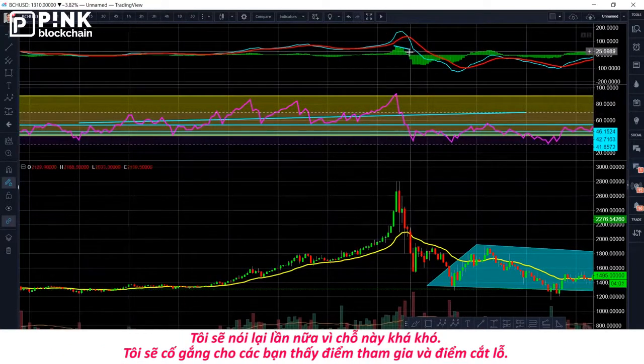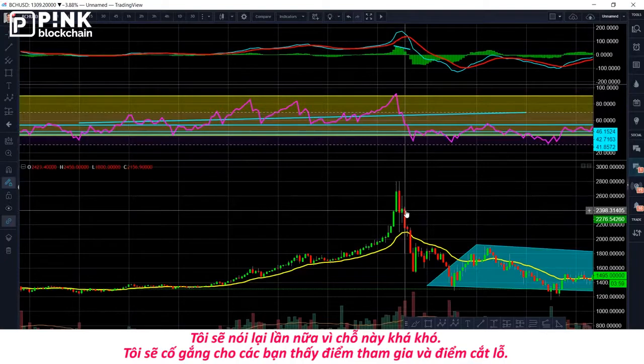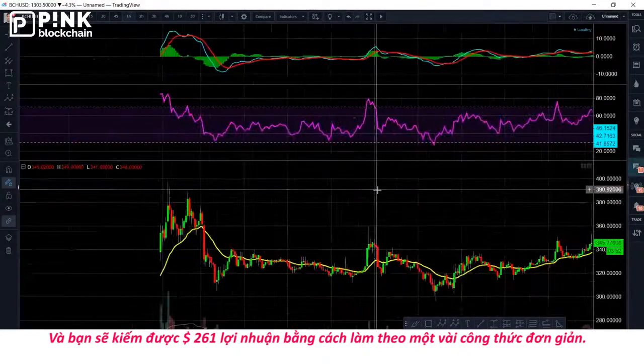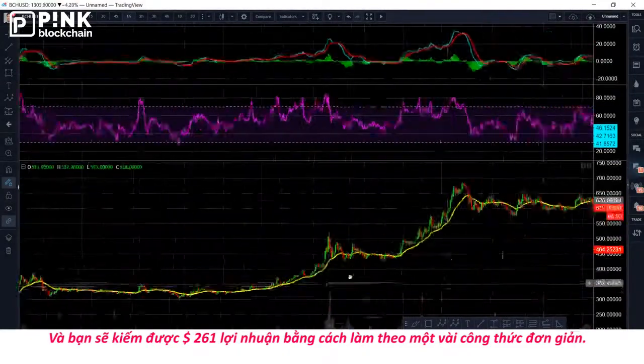So if you guys actually got to sell it right around here, you would have sold it maybe around 2,400, and you would have made yourself what kind of profit, guys? What kind of profit would you have made yourself? Let's take a look.